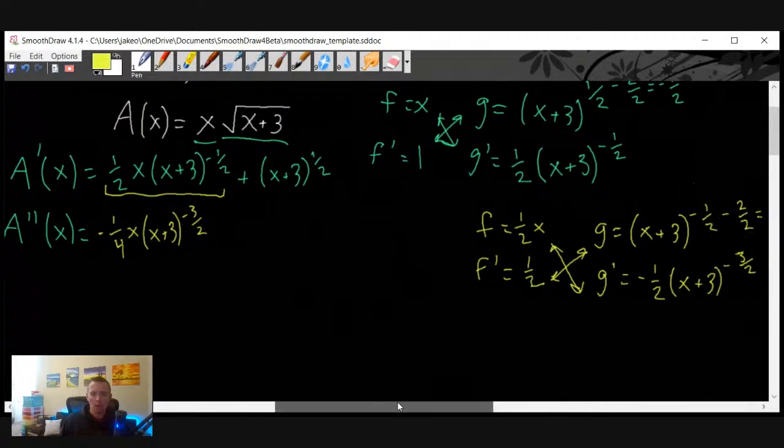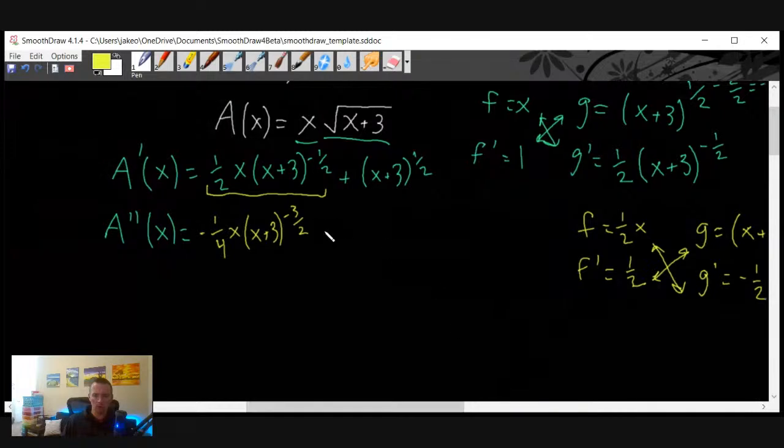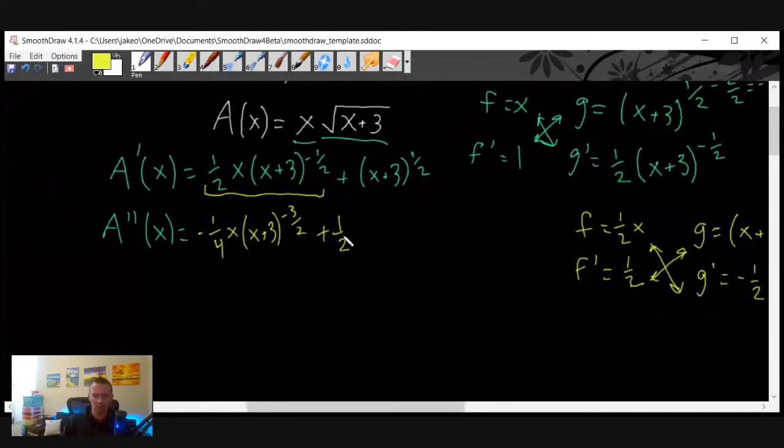Okay, and then we need to do this 1/2 times x plus 3 to the negative 1/2. So then plus 1/2 times x plus 3 to the negative 1/2. All right, and then we still need to find the derivative of this piece here. So we haven't done that one yet.